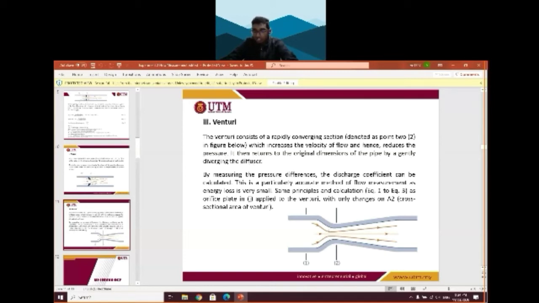So this is a diffuser. As you can see, this is the earlier area of the pipe, and it returns to the same area, but over a diverging diffuser. So why did they do this? They did this because it is effective in reducing the turbulence within the pipe. So we can measure the pressure differences, and discharge coefficients can be calculated. This is a very accurate method of flow measurement, as energy loss is very small because there's no turbulence.